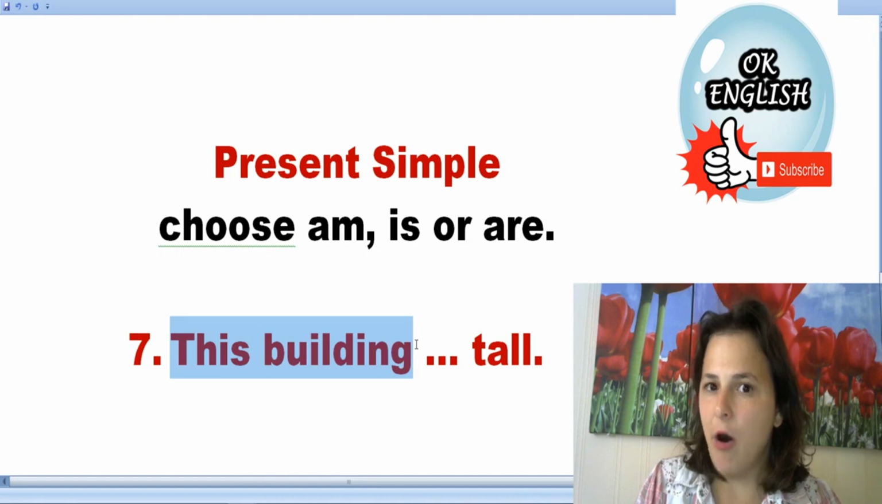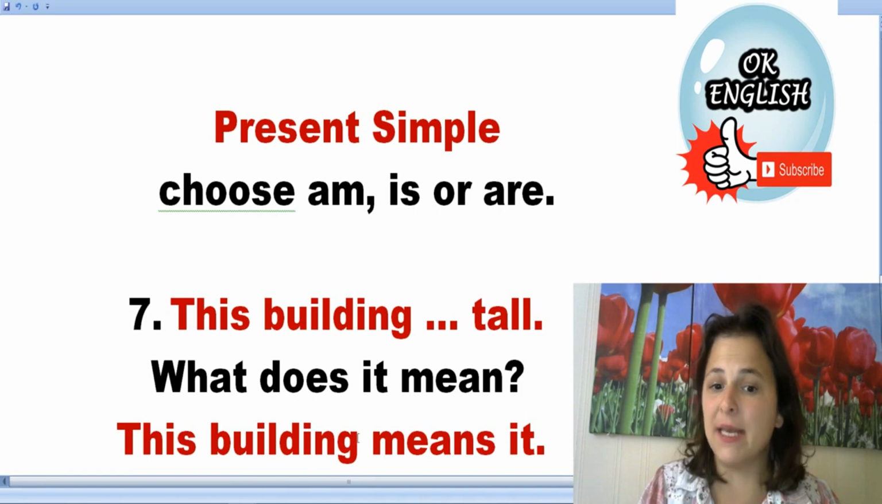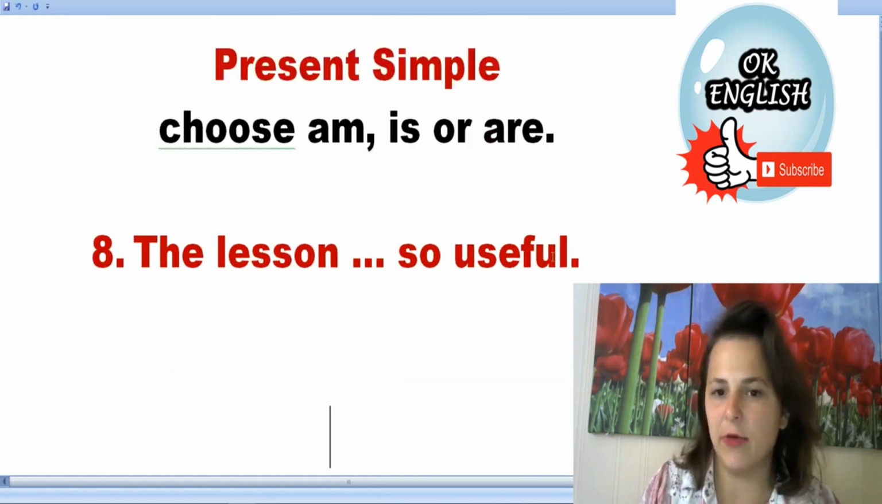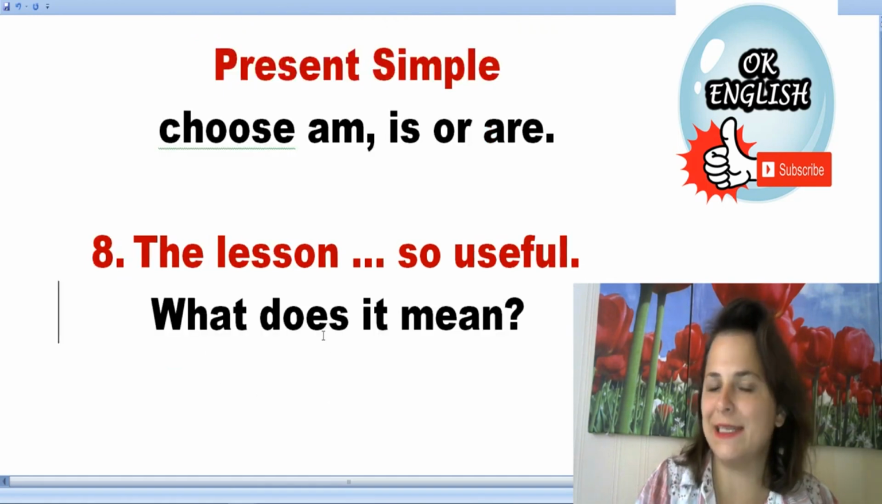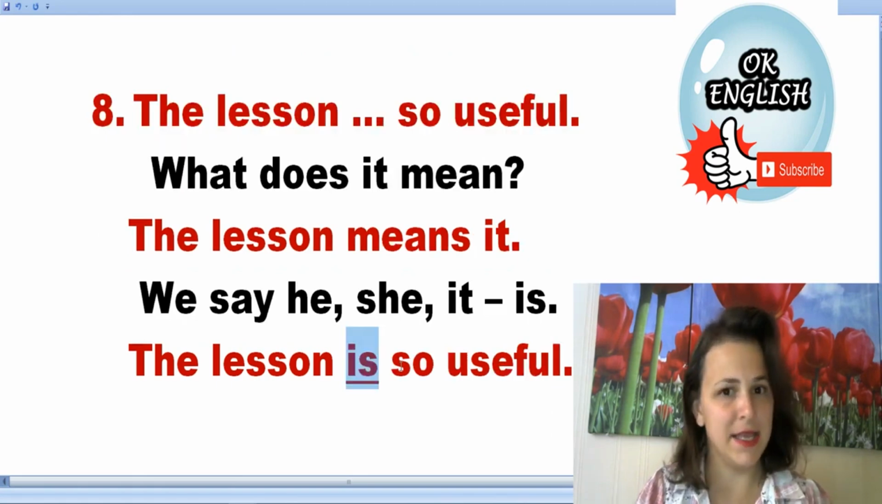This building tall. What does it mean? This building means subject. It. He, she, it is. This building is tall. The lesson so useful. What does it mean? The lesson means it. Subject. He, she, it is. The lesson is so useful.